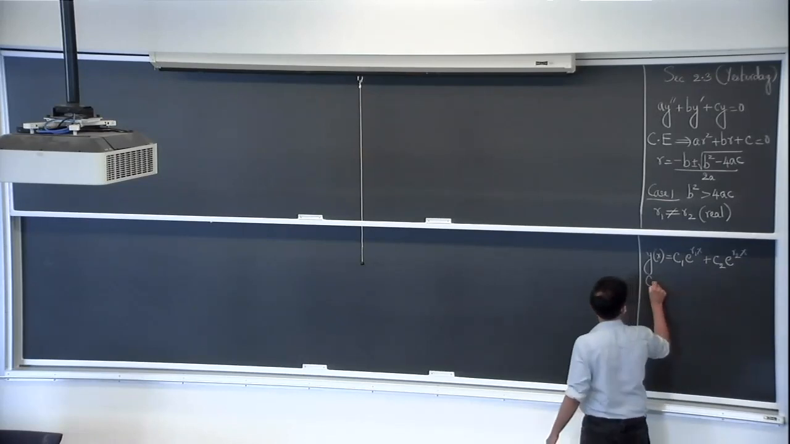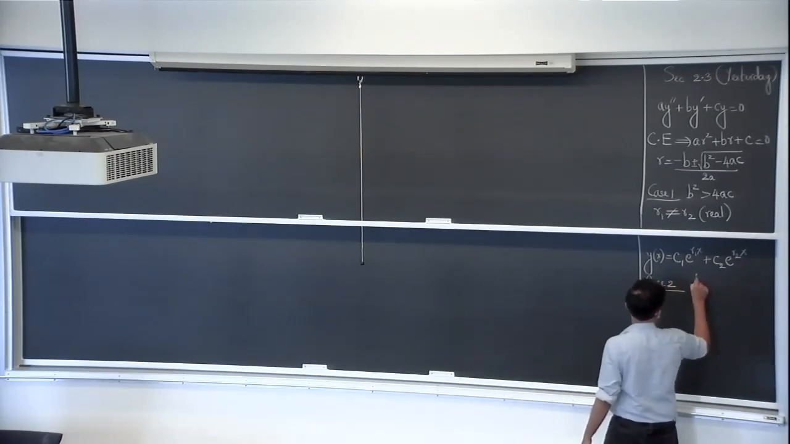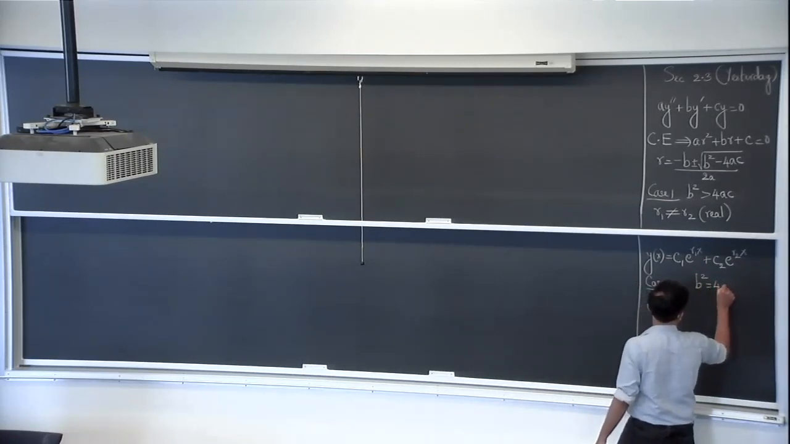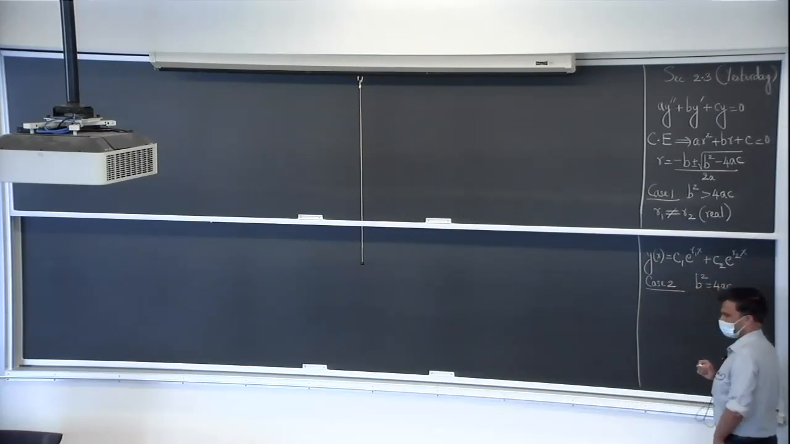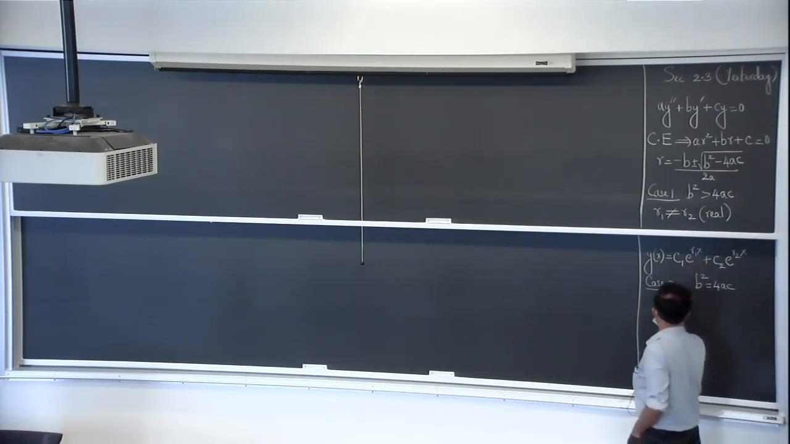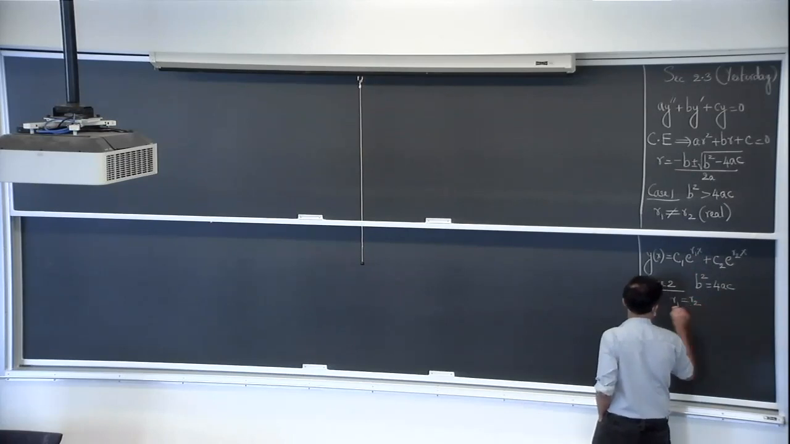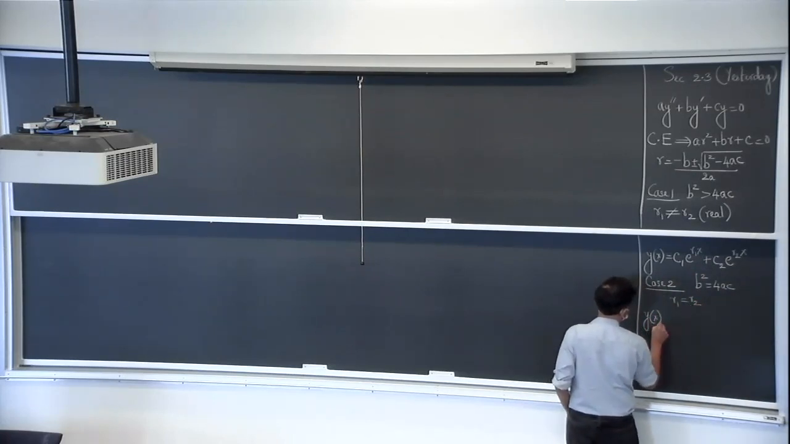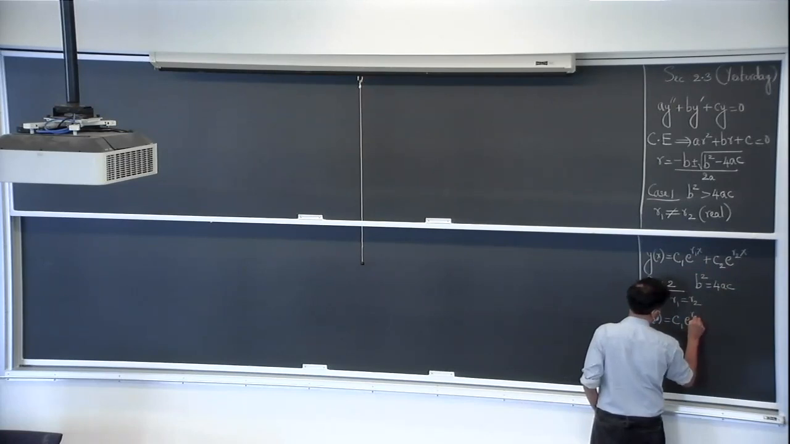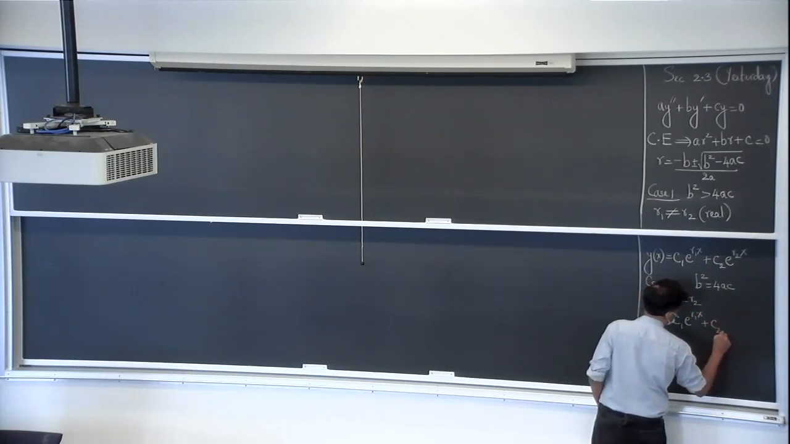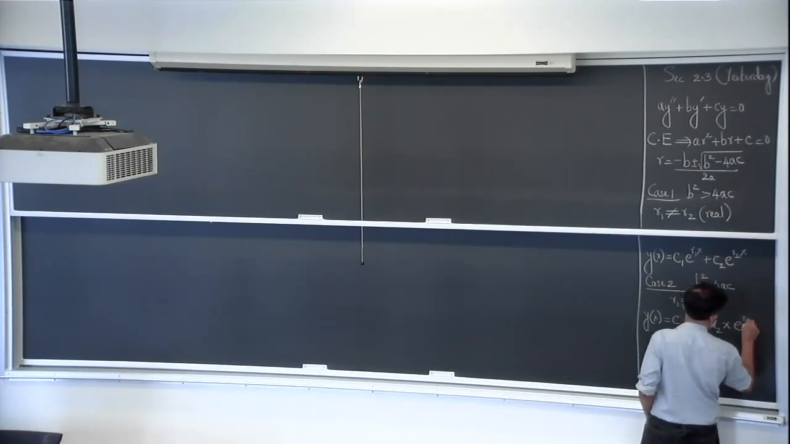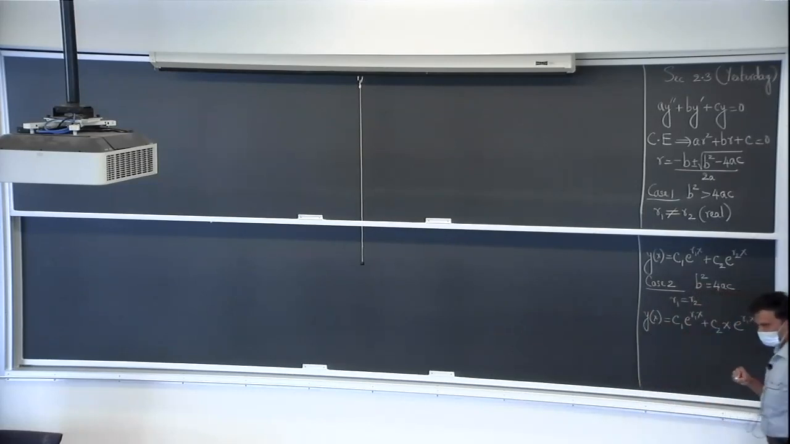Case 2, if b² is equal to 4ac, that is when you have two real roots which are the same. r1 is equal to r2. In that case, you have y(x) = c1 e^(r1x) + c2 x e^(r1x). r1 and r2 are the same, so there is no meaning in writing r2 here.